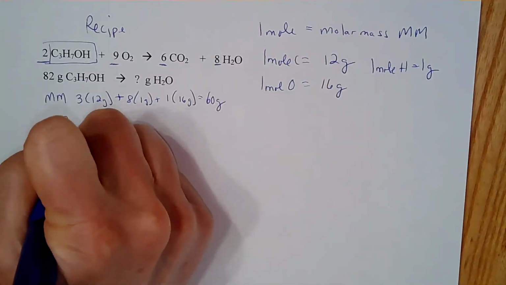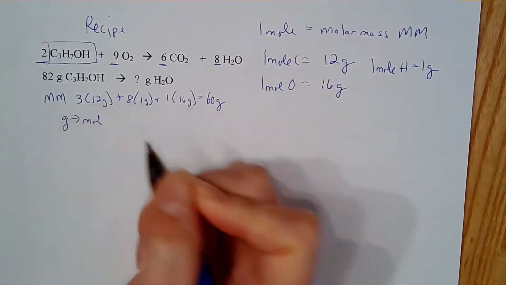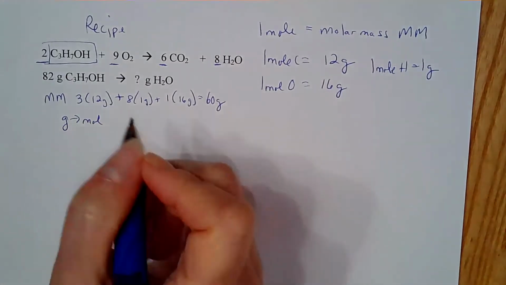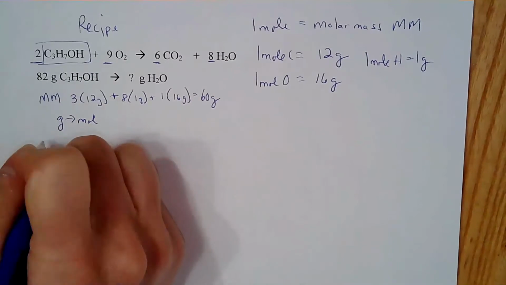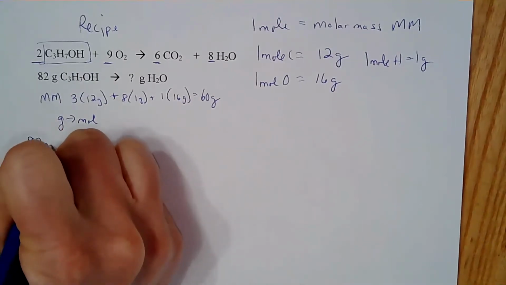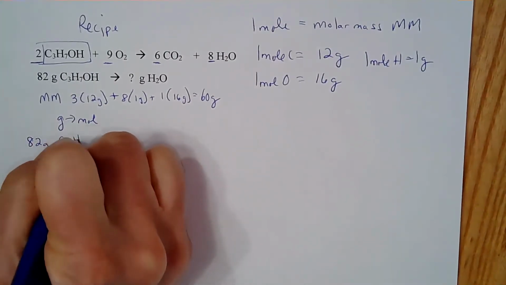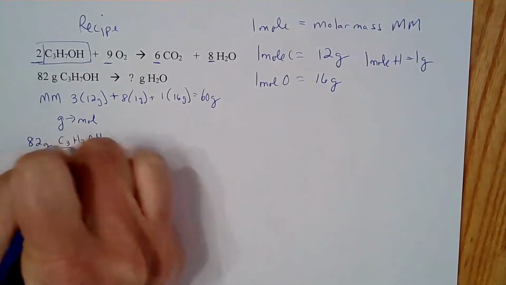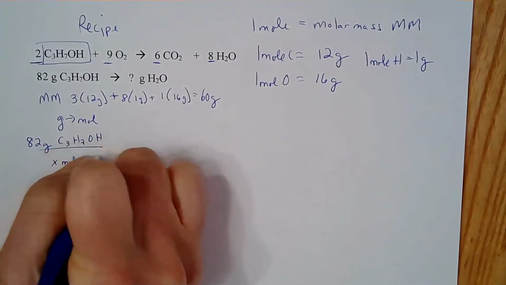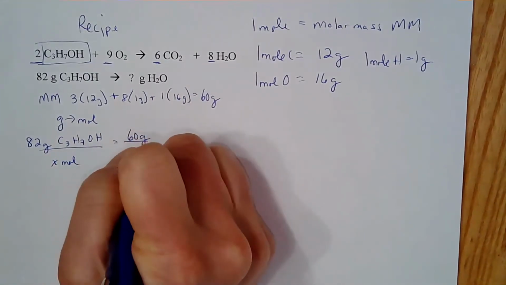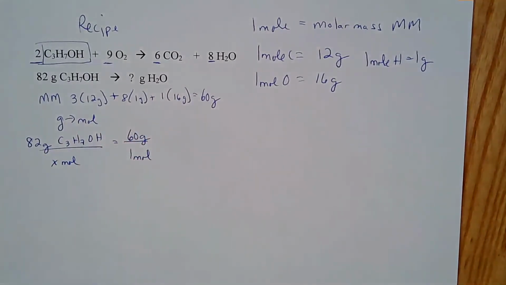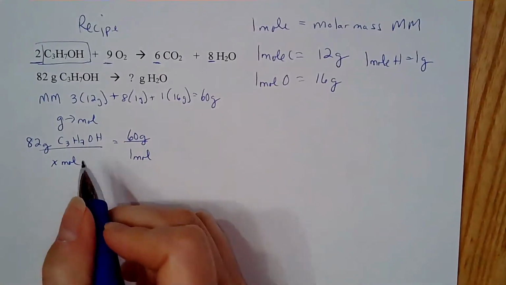So the first thing I need to do is convert from grams to moles. And if you had chemistry before, we taught you how to do proportions. So what you're going to do is take the starting material, 82 grams of C3H7OH, and say, how many moles is that? And what you're going to do is put the molar mass, which is 60 grams for every 1 mole. Okay, and then you find the number of moles.